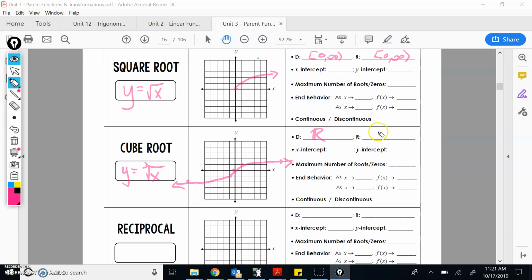where both the domain and range are all real numbers. It does go on and on forever down, just takes a while to get there. And it also goes on and on forever up, just takes a while to get there.